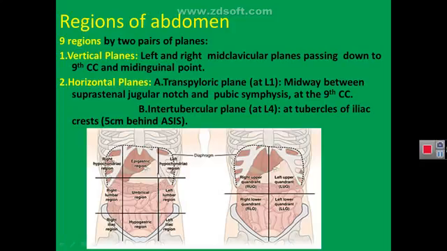and by that you have divided the abdomen into 9 regions, namely the right hypochondrium, the left hypochondrium, and between them the epigastrium; the right lumbar region, the left lumbar region, and in between them the umbilical region; and then the right iliac or inguinal region, the left iliac or inguinal region, and in between them the hypogastric region or hypogastrium.